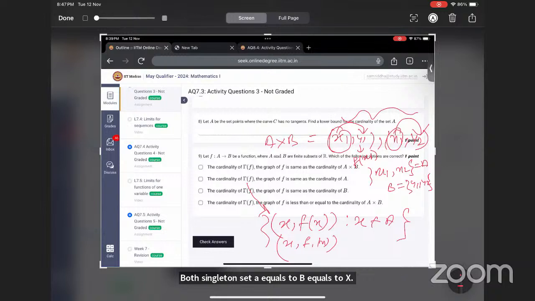Okay. No, I didn't get it. No, so A into B. So A, can you give me an example? A equals B equals X. X, okay. And B equals Y. This is an example. Then what will be in A cross B?